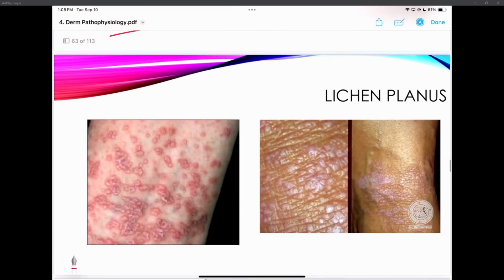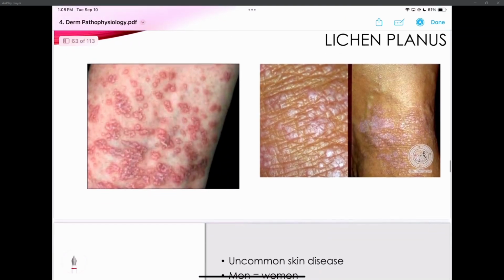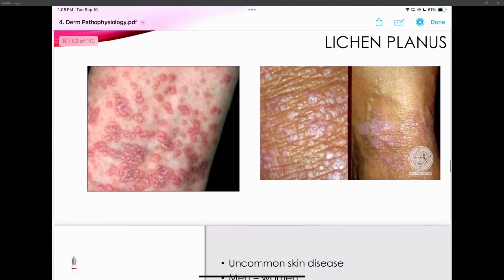And this is what lichen planus looks like. Some different examples. Okay.